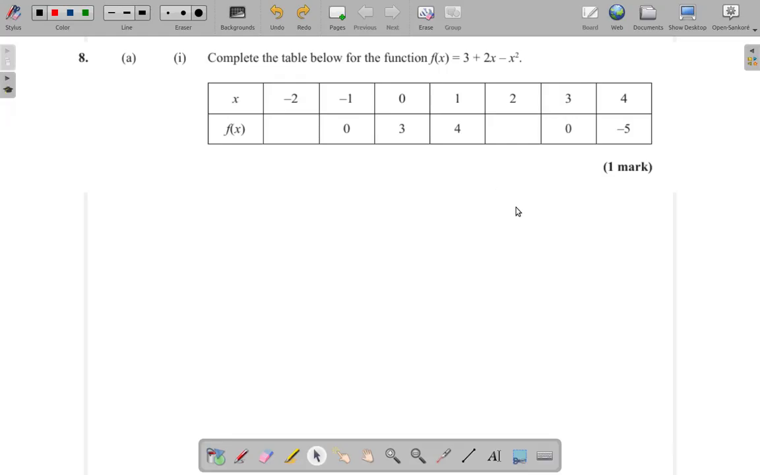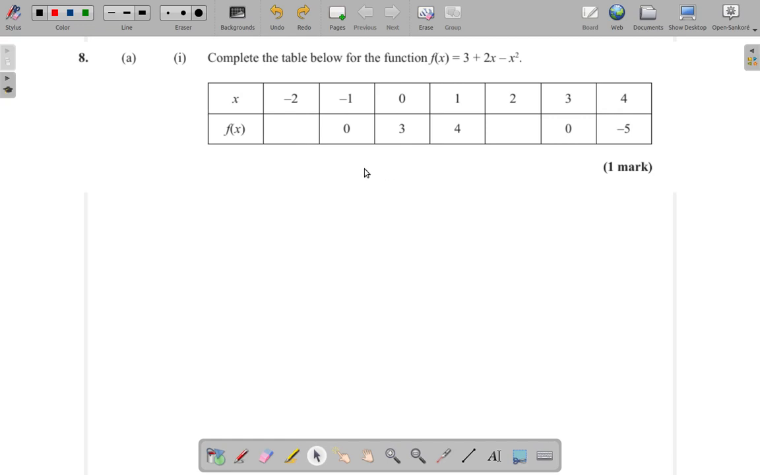Question 8, A1. It says, complete the table below for the function f of x equals 3 plus 2x minus x squared. So you have the values of x in the first row, and you're going to calculate the values of f of x and place it in the corresponding column below each value of x.